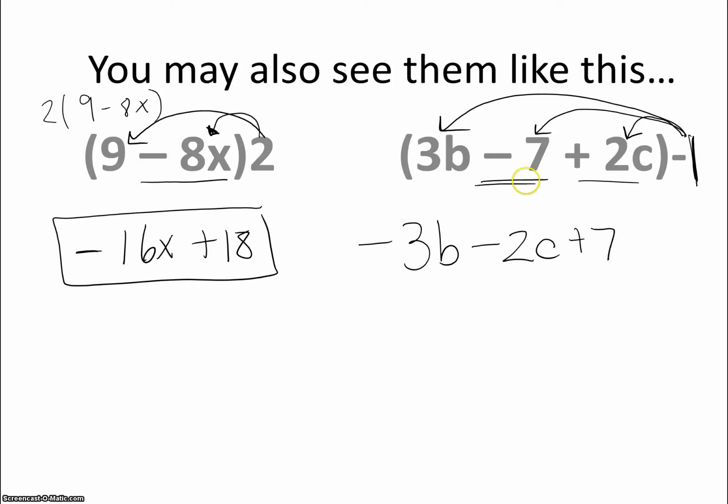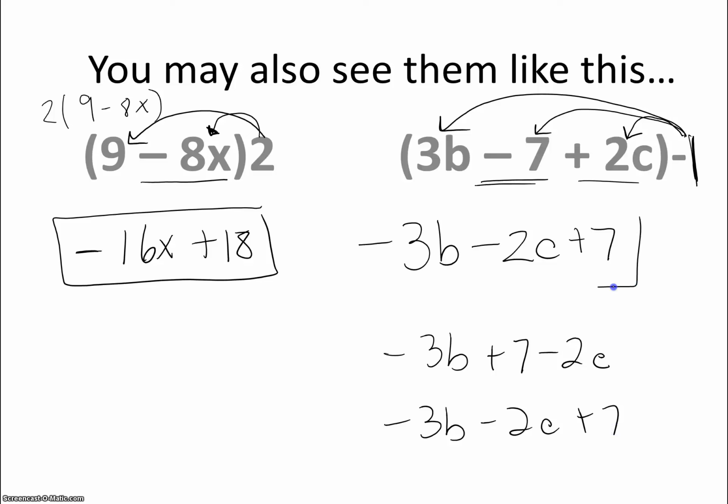Now technically you could work either way and then rearrange them at the end. I could do just from left to right here. I got a negative 3b plus 7 minus 2c, and then go ahead and rewrite it in standard form. You'll get the exact same answer at the end. I just like doing it in alphabetical order already because that's one less step I have to do.